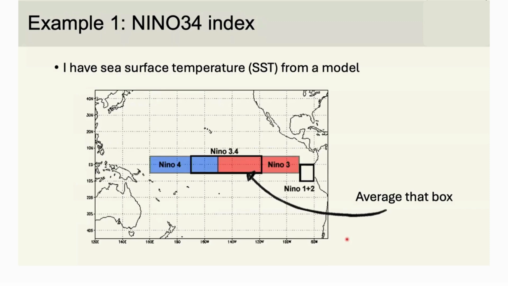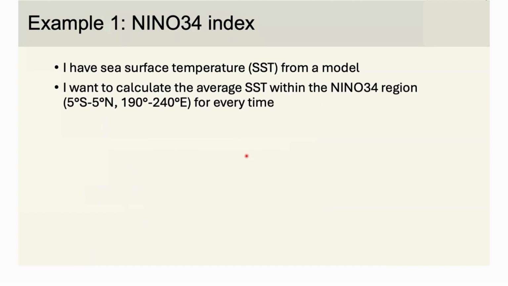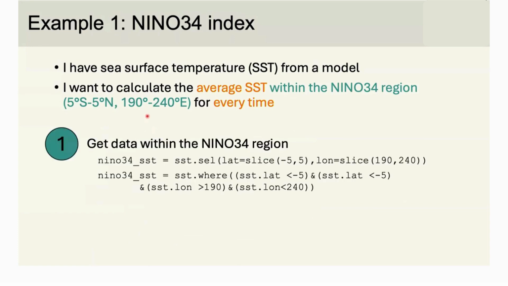So my first example here is calculating the NINO3.4 index, which is the average sea surface temperature within a particular box. And so you just want to average sea surface temperature in that box. And we can rewrite that as calculating average sea surface temperature within the NINO3.4 region for every time. And then I'm just color coding that as 2 steps: you want to select stuff within the NINO3.4 region and average it.